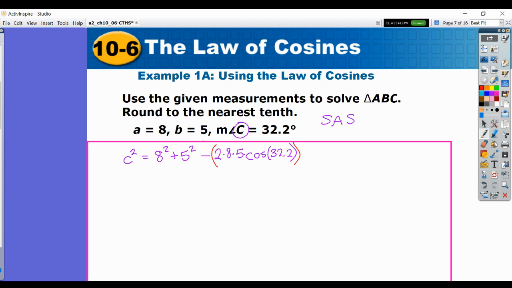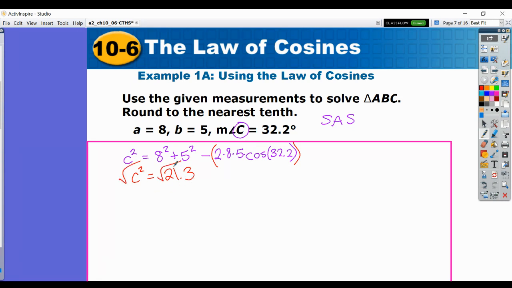So 8 squared plus 5 squared minus 2 times 8 times 5 times cosine of 32.2 is 21.3. That cannot be the answer because this is only 8 and 5. There's no way the third side can be 21.3, because guess what? This is c squared. So I would keep that number in your calculator.